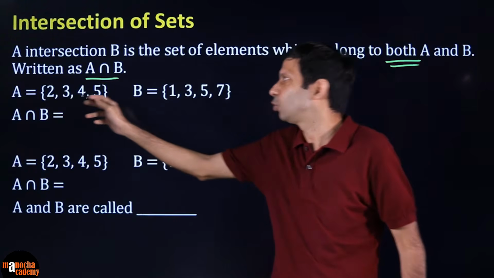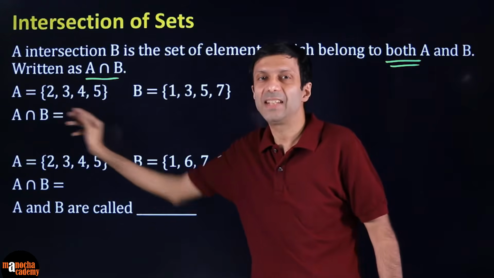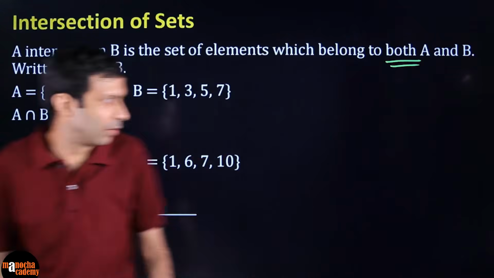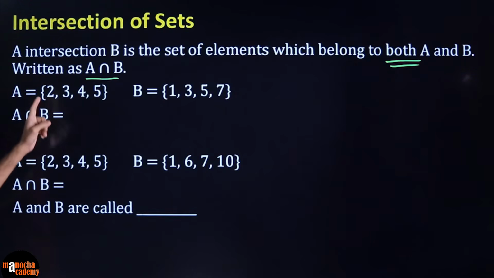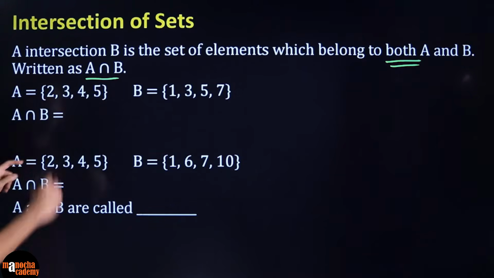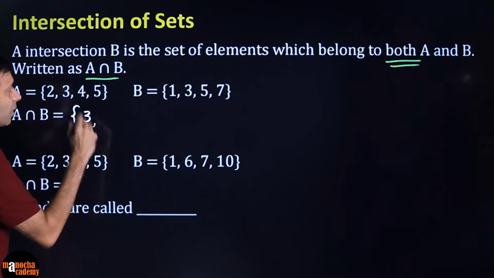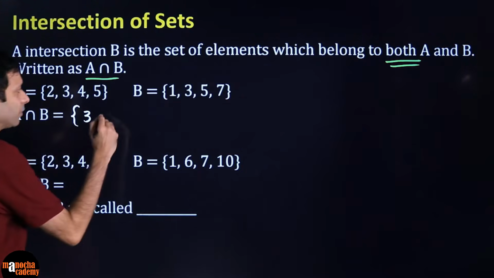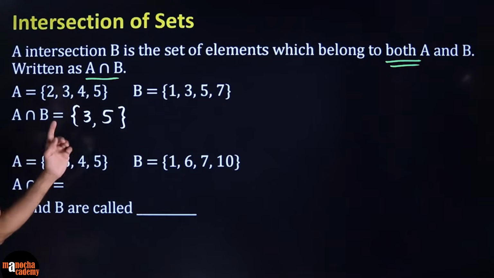So for example, let's take a look at this. If A is given as 2, 3, 4, 5, B is given as 1, 3, 5, 7, can you guys tell me what is A intersection B going to be here? What do you guys think? So those elements which belong to both A and B. So you can see 2 is not there in both, so we'll leave out 2. Is 3 there? Yes, 3 is in both of these. Is 4 there in both? No. 5? Yes, 5 is there in both. Is 7 there? No. And please write it again as a set.